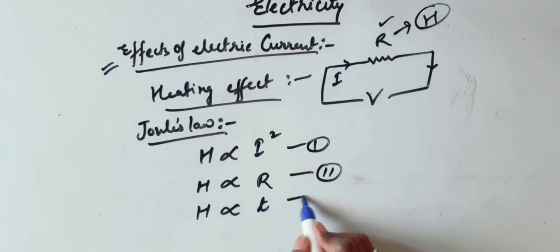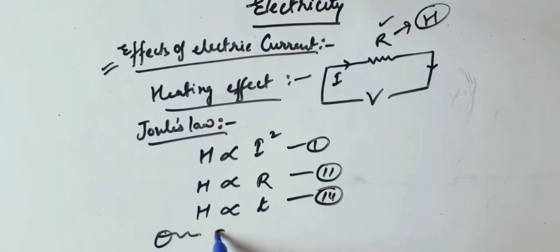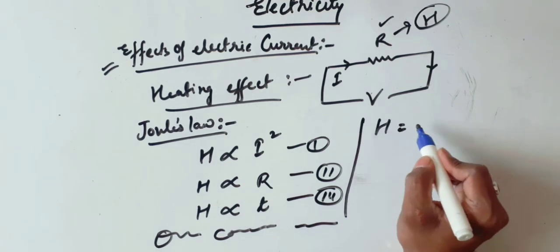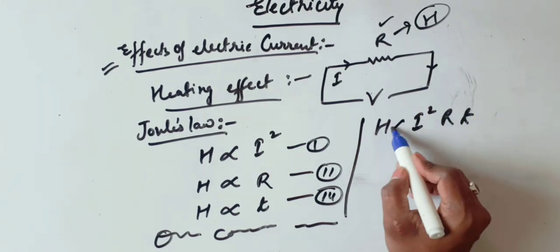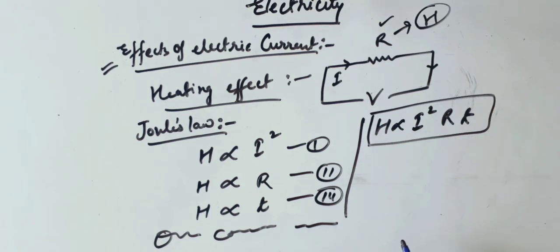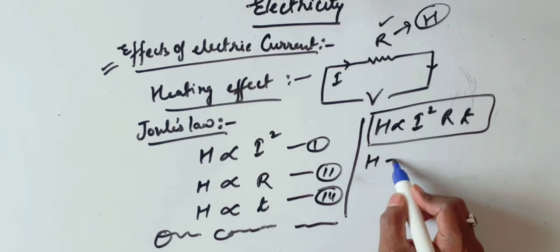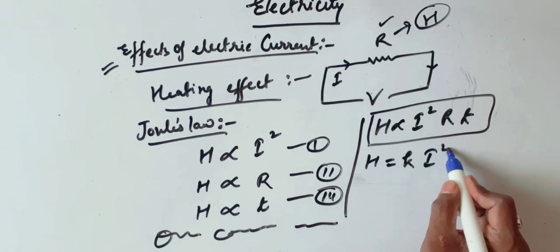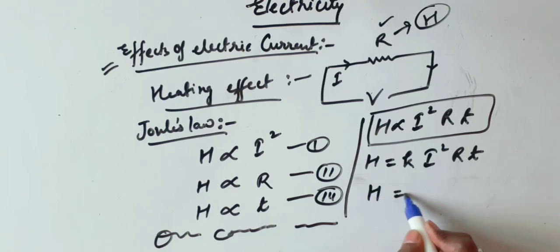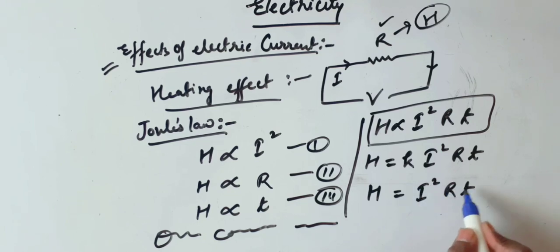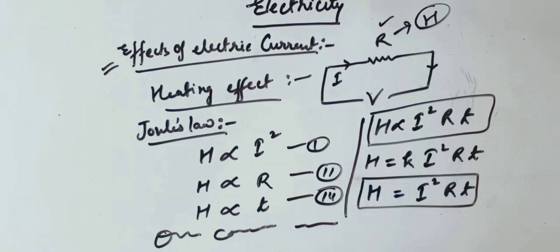On combination of these three relations, heat is directly proportional to I square RT. When the proportionality is removed, there will be a constant term K: heat equals K I square RT, and in the SI system the value of K is equal to 1. So heat equals I square RT. And this law is known as Joule's law.